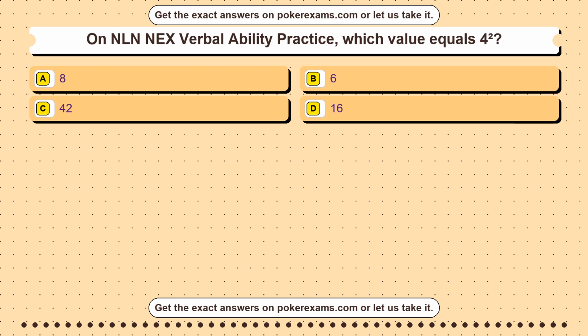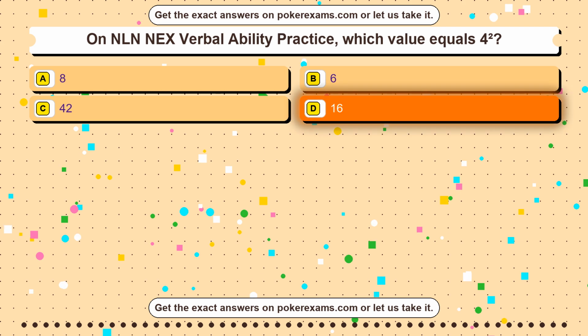Question 34. On get statistics practice, which number solves x - 4 equals 9? Option A 9. Option B 13. Option C 36. Option D 5. The correct answer is option D.